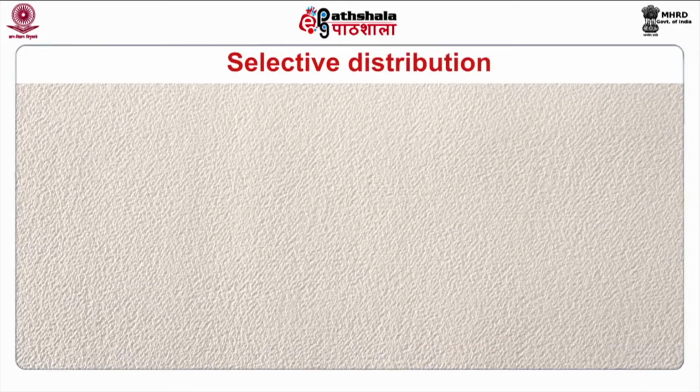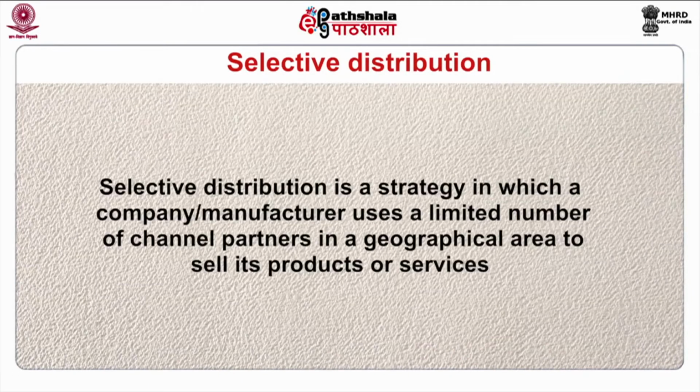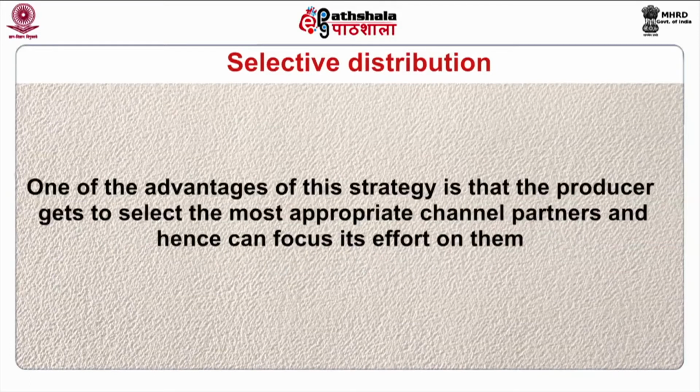Selective distribution. Selective distribution is a strategy in which a company or a manufacturer uses a limited number of channel partners in a geographical area to sell its products or services. One of the advantages of this strategy is that the producer gets to select the most appropriate channel partners and hence can focus its efforts on them. Selective distribution works best when consumers have a preference for a particular brand or price and will search out the outlets that supply the company's products or services.